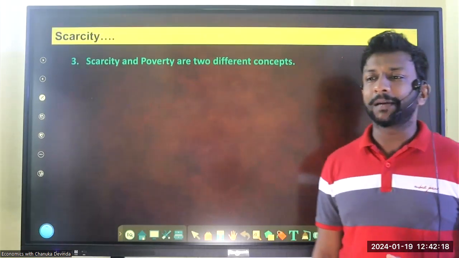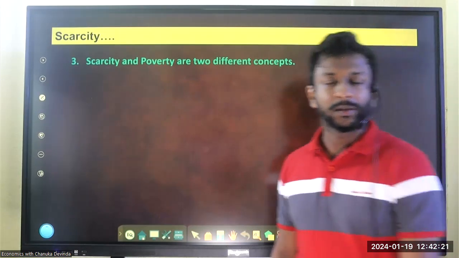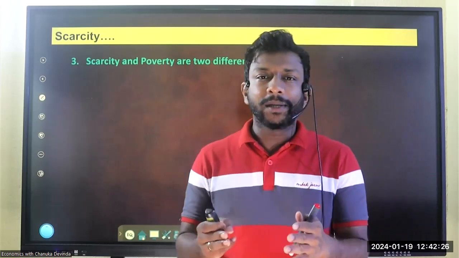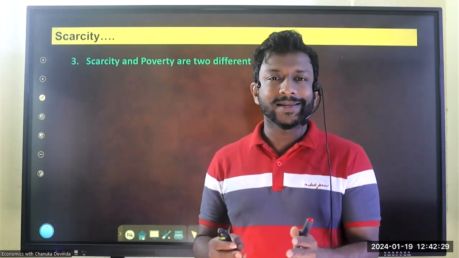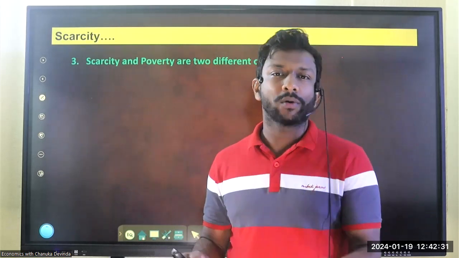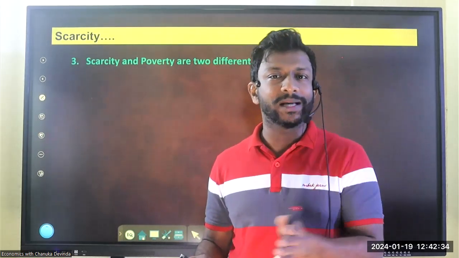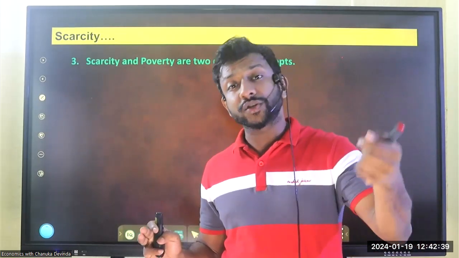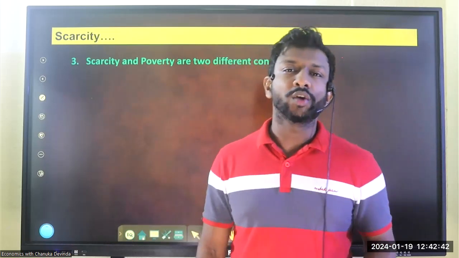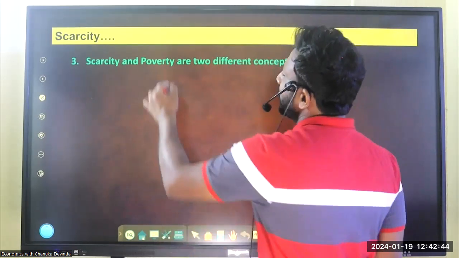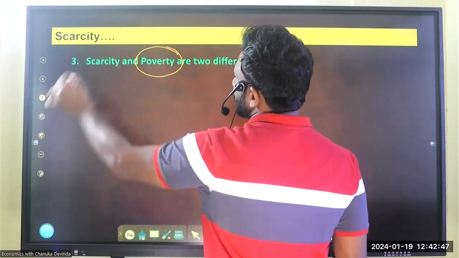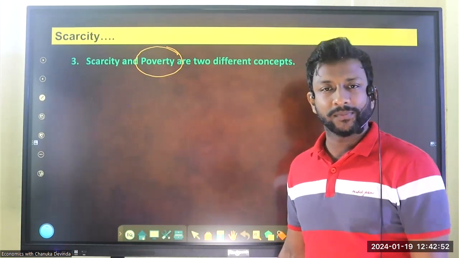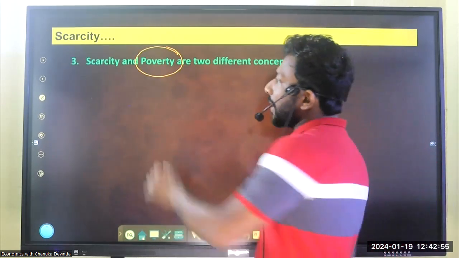Next one. Scarcity and poverty are two different concepts. What does scarcity mean? We know that unavailable resources compared to human wants, or insufficient resources compared to human wants, can be identified as scarcity, or limitation of resources compared to human wants. But poverty, what does poverty mean? Poverty means inability to satisfy basic human needs, right?